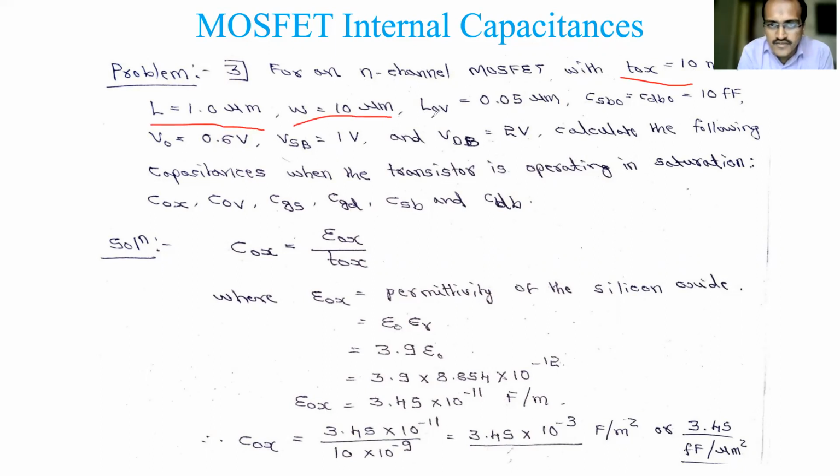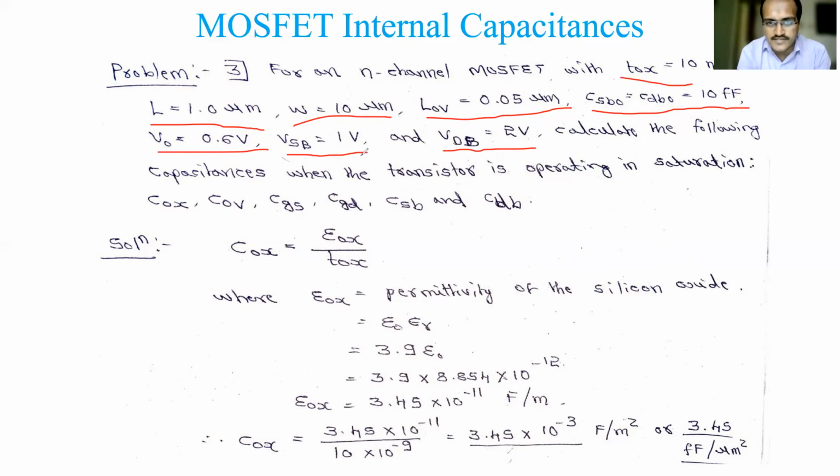Then the overlap length LOB, we have discussed, right? That is 0.05 micrometer. Then CSB0, CDB0, which is required to calculate CSB and CDB. At zero bias that is 10 femtofarad. And V naught is 0.6 volt, which we also discussed yesterday. And VSB is the reverse voltage for source to body, 1 volt. And VDS, or VDB, the drain to body or drain to substrate, which they sometimes mention, or source also VDS, is 2 volt. So these are the values given.